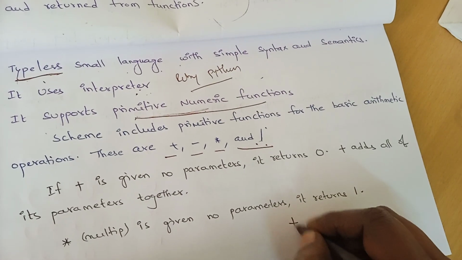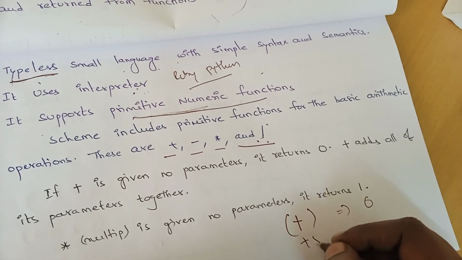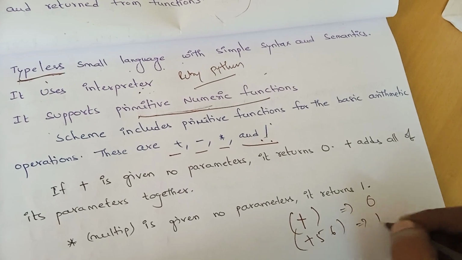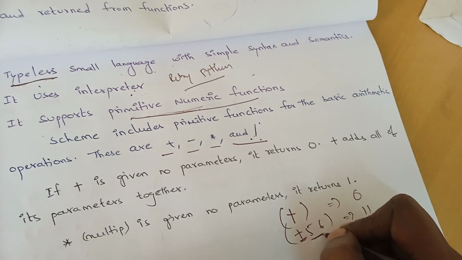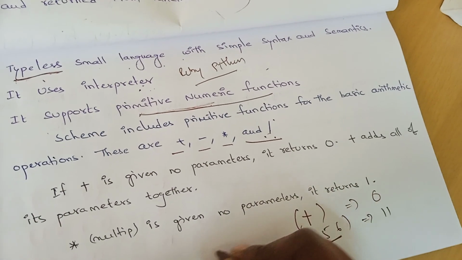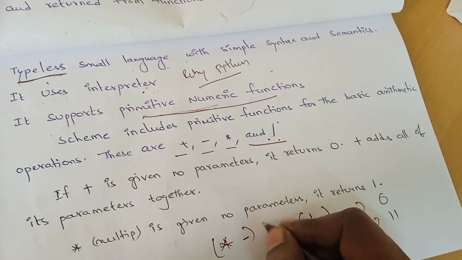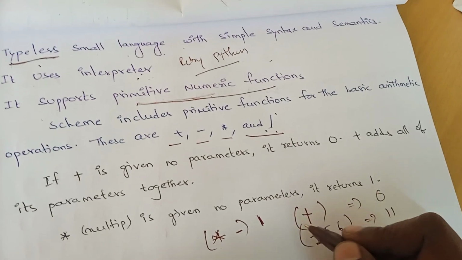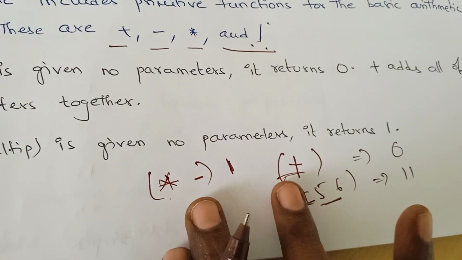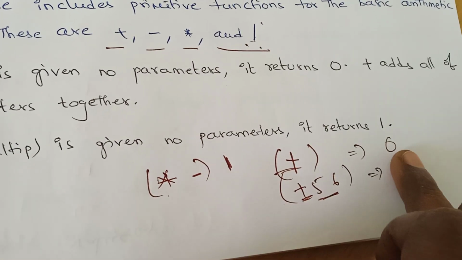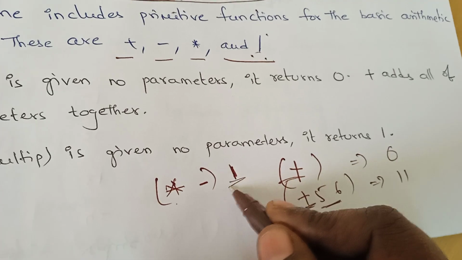That means plus is the function. Now what does it return with no parameters? It returns 0. Plus 5 6, what does it return? It returns 11. That means plus adds all of the parameters together. And the next, if the multiplication function is given no parameters, it returns 1. Did you find the difference? Both are functions. Plus is a function, and multiplication is also a function. Plus with no parameters gives 0. Multiplication with no parameters gives the result 1.